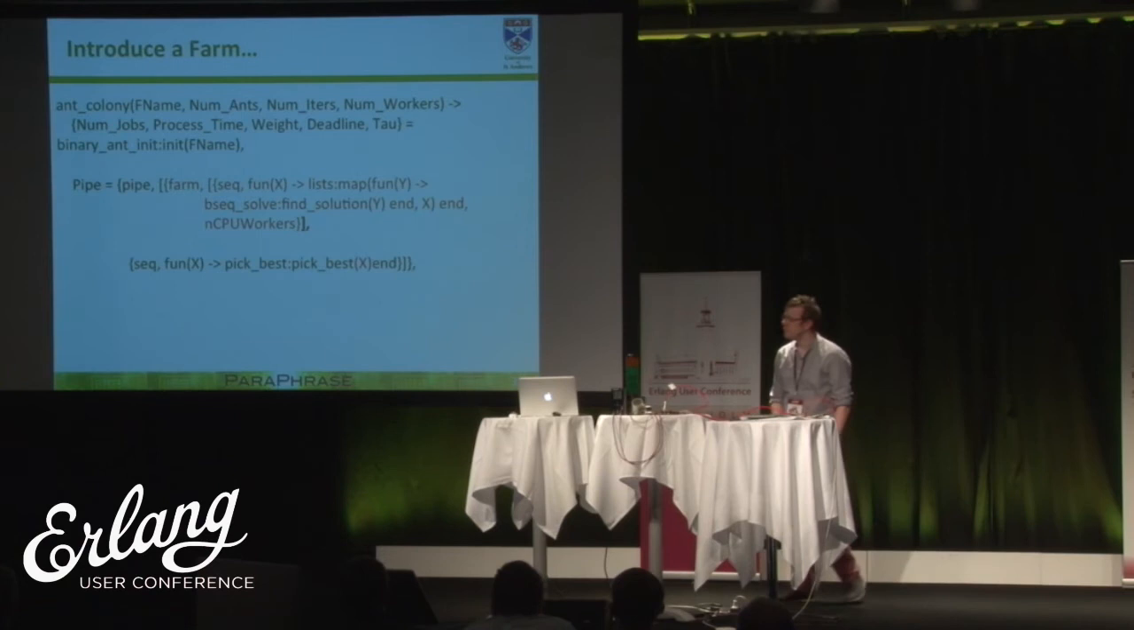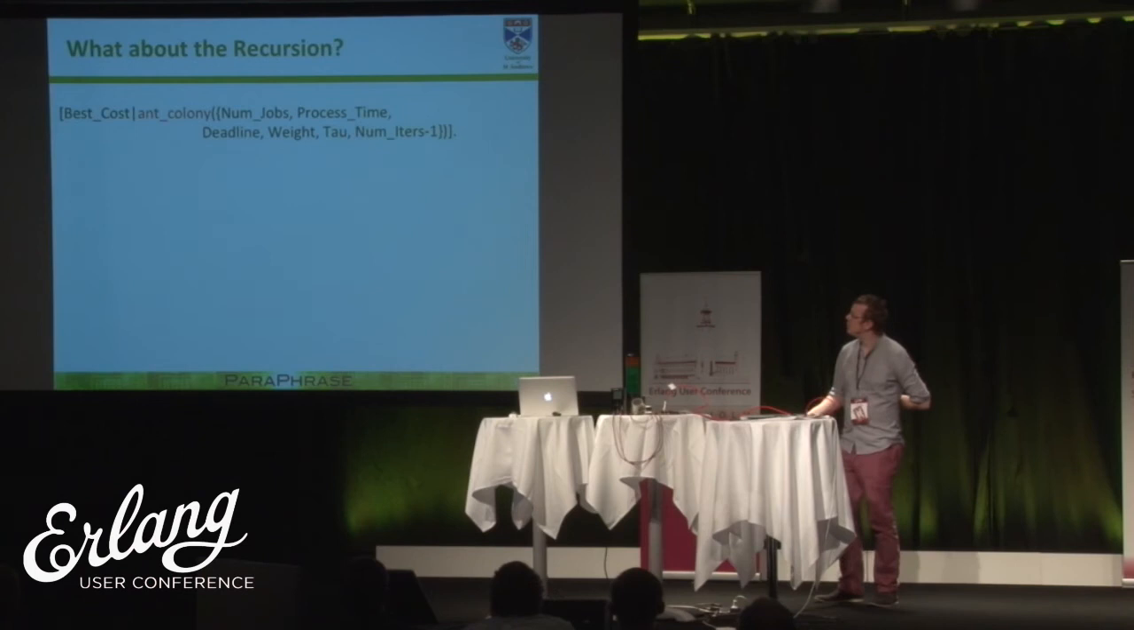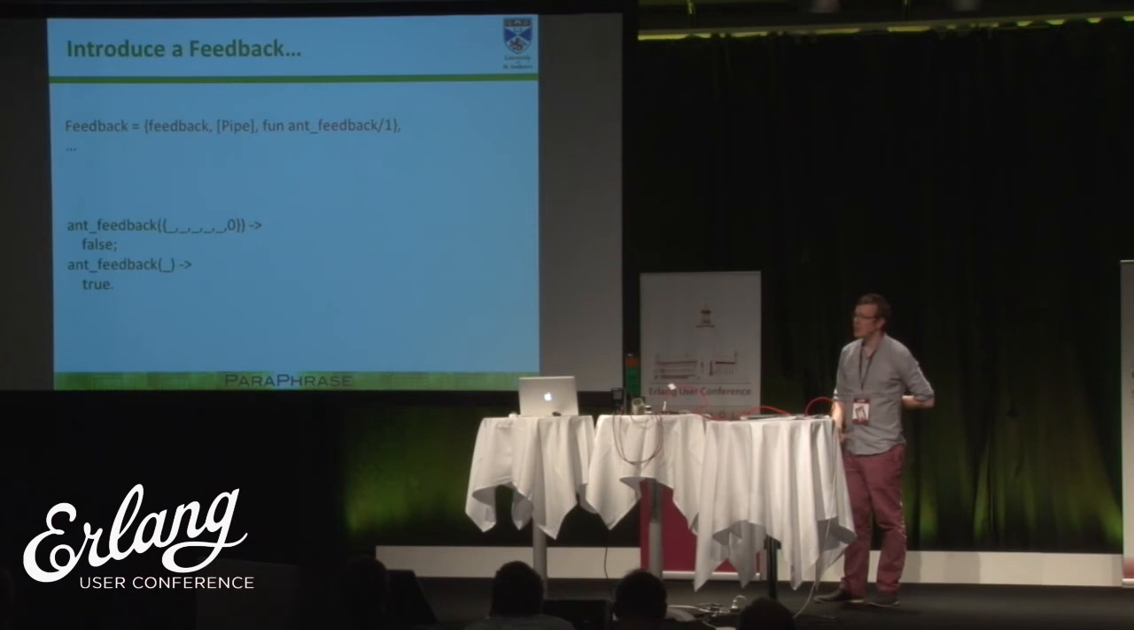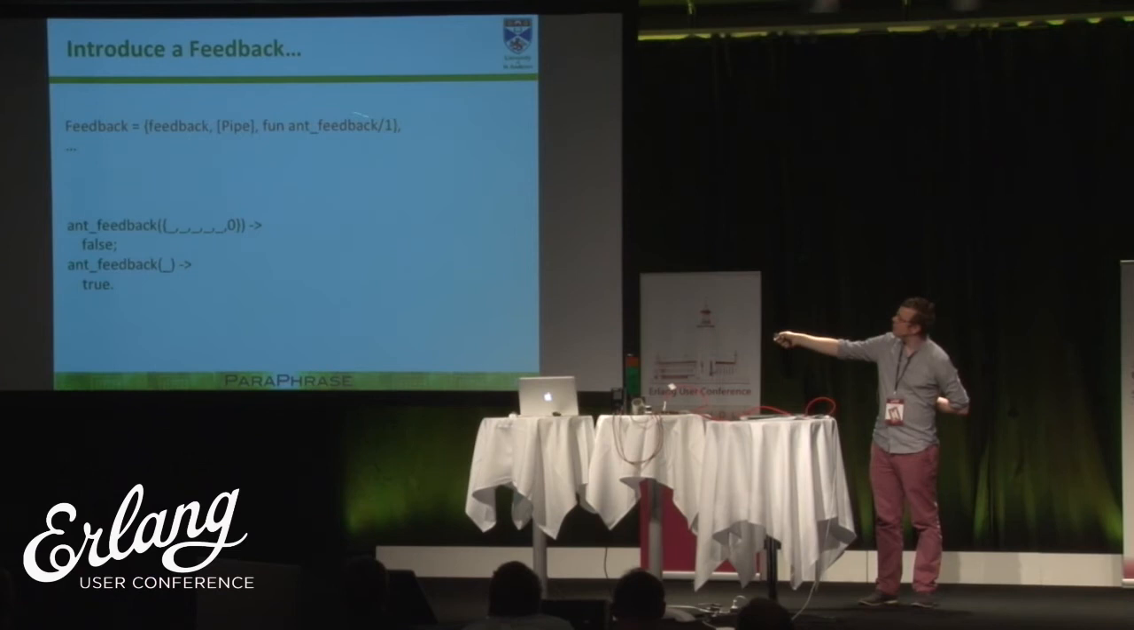But what about the recursion? There's still the recursion as a problem, so I still need to deal with that. But that's okay, because there exists a type of pattern called a feedback. So I can simply select the recursive block and transform it into a feedback. And what this does is it takes the pipe, the thing that I introduced previously, and once the pipe is finished, it basically calls it again until this function condition is met.